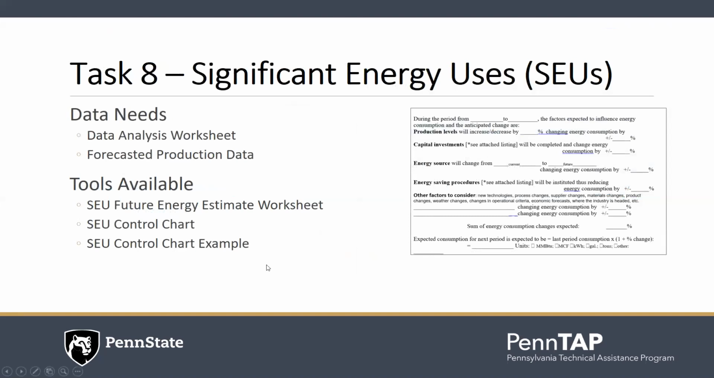So DOE provides an SEU Future Energy Estimate worksheet, which is what's shown here. And that gets to the point of energy source will change from the current status in, say, percentage used to a new status in the future. There's an SEU control chart and an SEU control chart example. And that helps you figure out what is actually causing the energy use. We'll get into this a little bit later, but is it the people that are causing the energy usage, or is there a different control system like a thermostat that's using the energy?